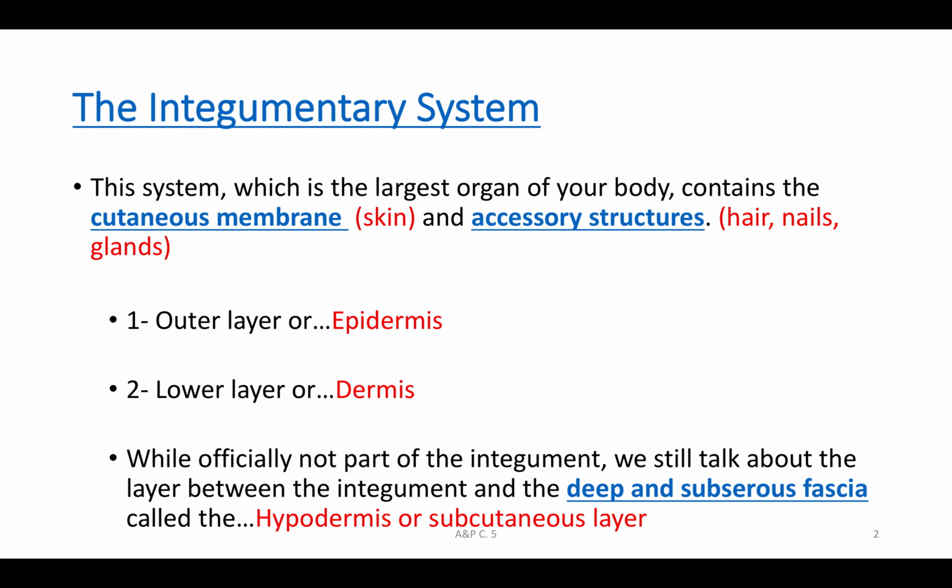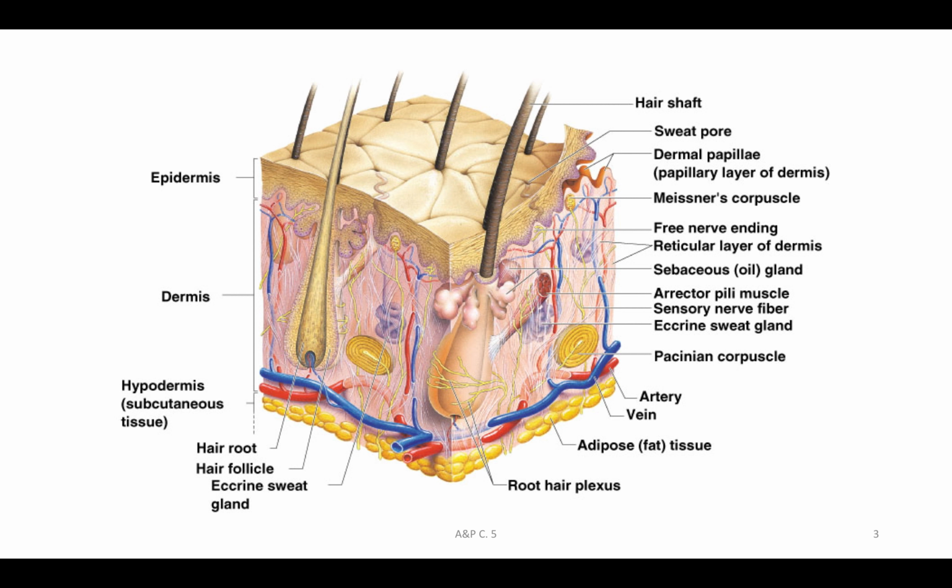The integumentary system is the largest organ in your body and contains your cutaneous membrane, which is your skin, and accessory structures, which are nails, hair, and glands. The cutaneous membrane has two layers: the outer layer, which is the epidermis, and the lower layer, which is the dermis. We also discussed the hypodermis or the subcutaneous layer. Technically, this layer isn't a part of the integumentary system, but we still discussed it in order to understand how it interacts with the integumentary system.